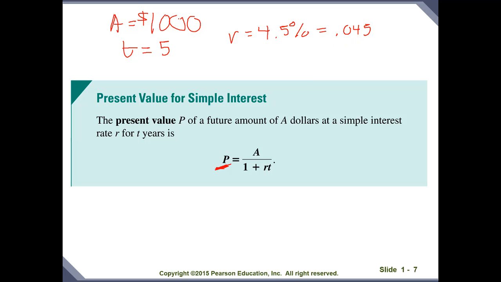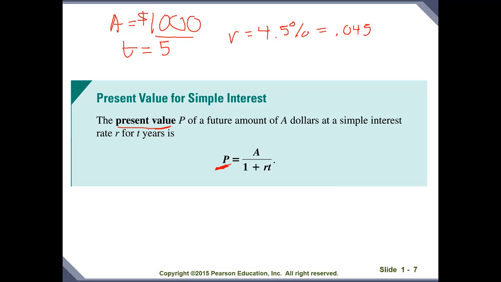So I want $1,000 in 5 years' time. I want to know how much I have to put in the bank, put it in and forget about it. I'm not going to add anything to it. If I can get 4.5% interest, how much do I have to put in today to have $1,000 in 5 years' time? That's when we use this formula.